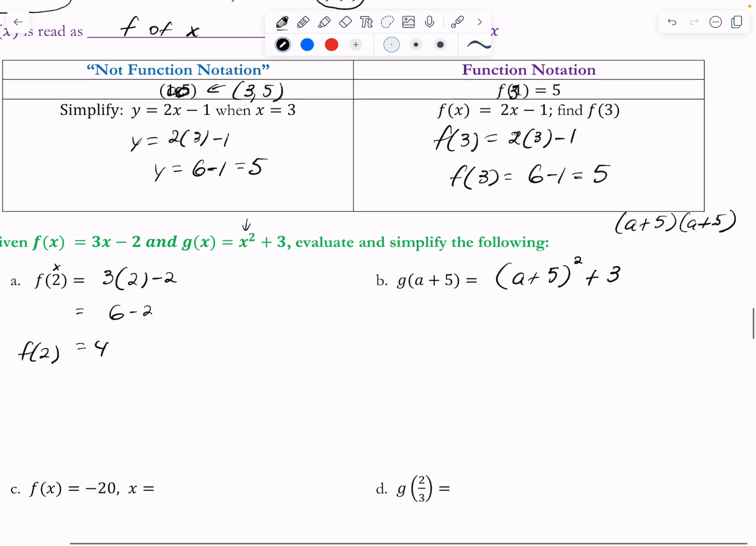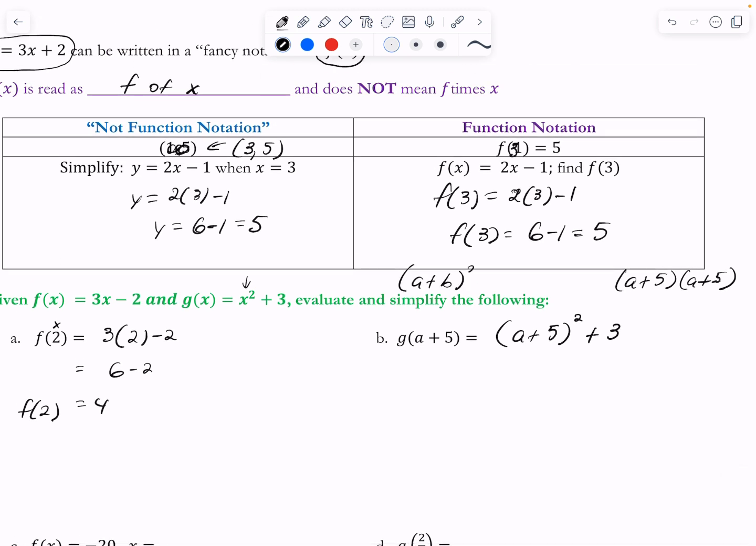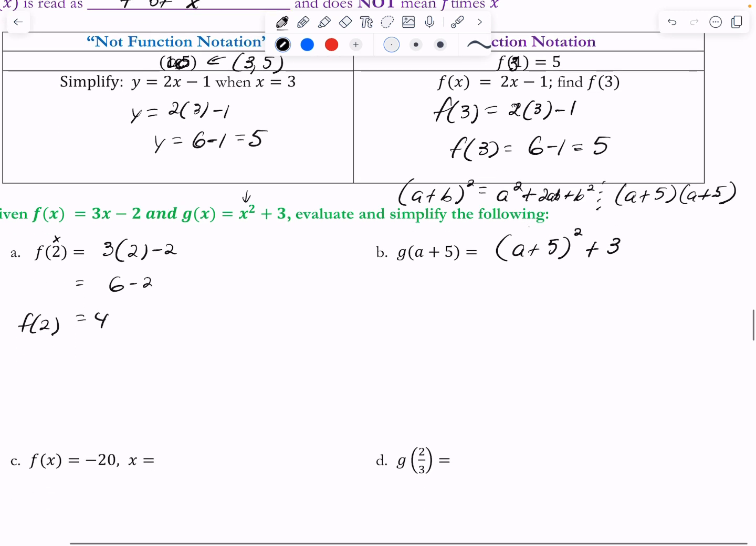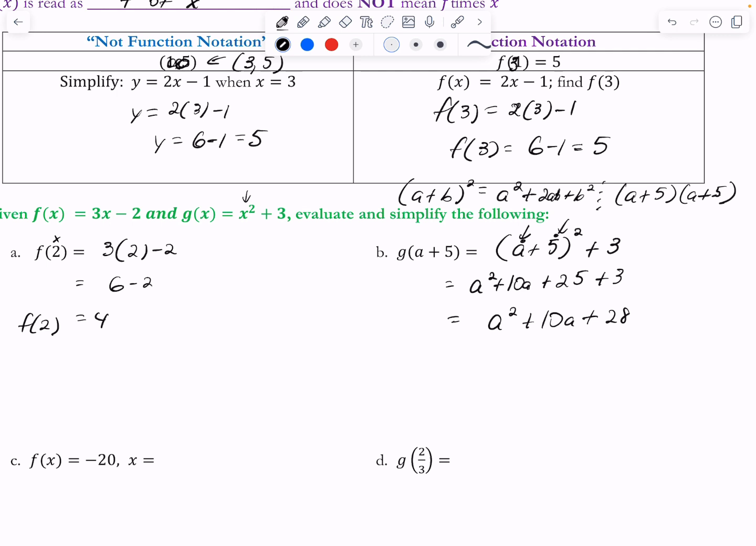But I'm going to start teaching you that if you have something like this, a plus b squared, that's the same as a squared plus 2ab plus b squared. So I'm going to think of this as the first term squared, the last term squared, and the middle term is the first term times the second term times 2. So a times 5 is 5a. 5a times 2 is 10a. So that's how I'm going to encourage you to expand these binomials. So it's a squared plus 10a plus 28. That is g of a plus 5.